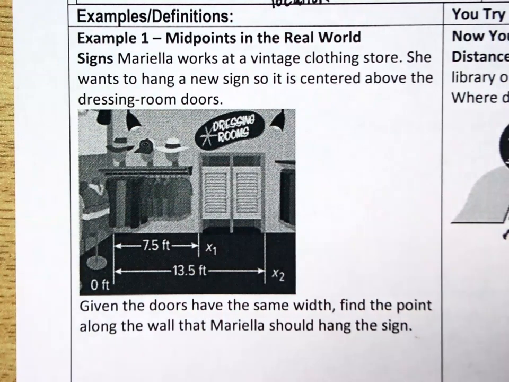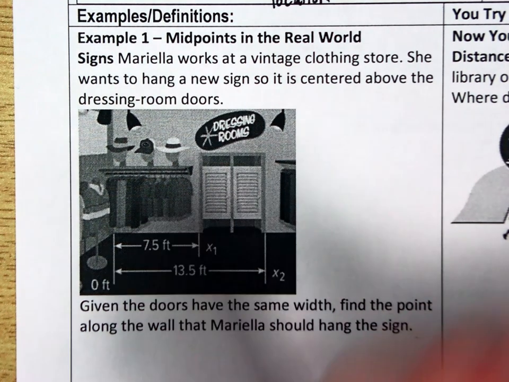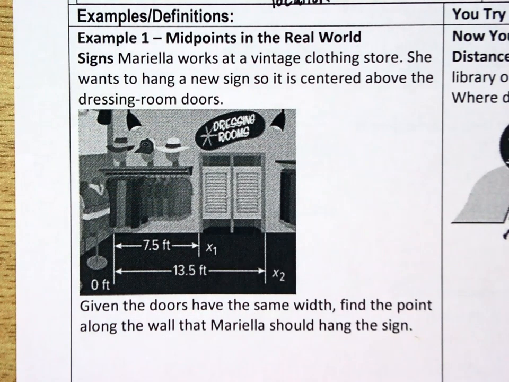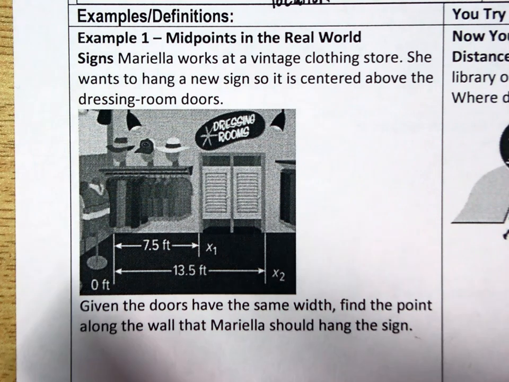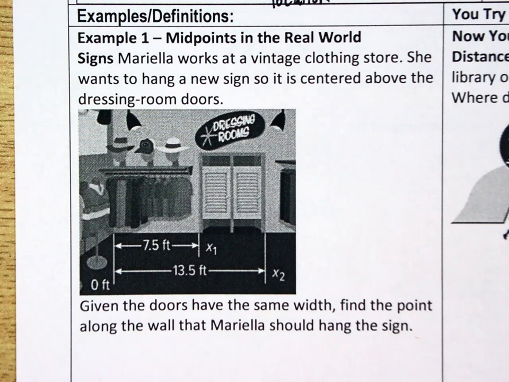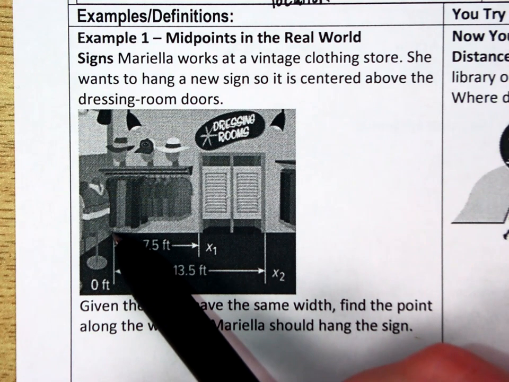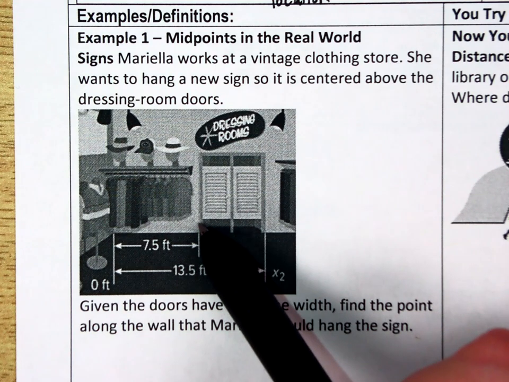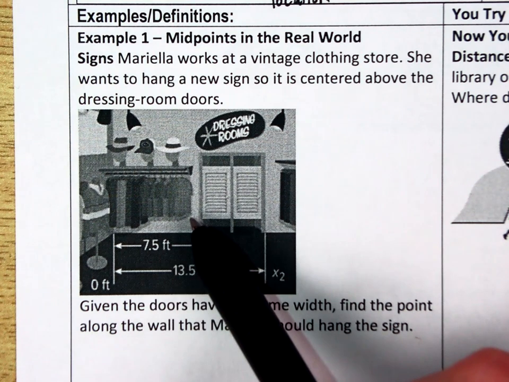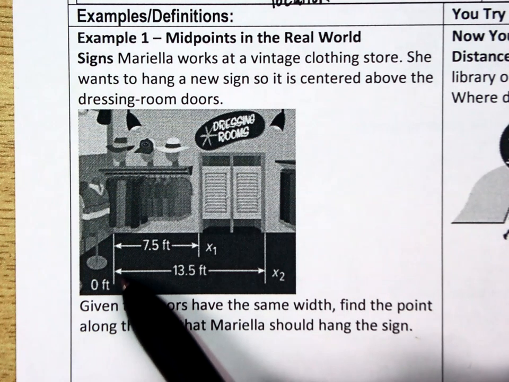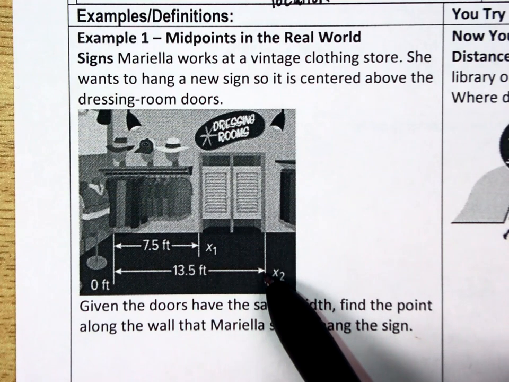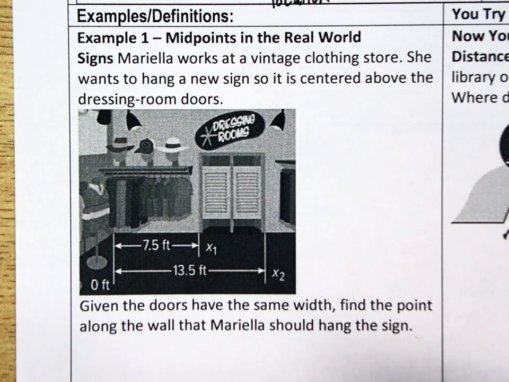Midpoints in the real world was our sort of first focus. Mariel is going to work at a vintage clothing store. She wants to hang a new sign so it is centered above the dressing room door. We see some important measurements already done. The distance from the corner of the room to the left side of the dressing room doors is 7.5 feet. And the distance from the corner to the right-hand side of the dressing room doors is 13.5 feet.